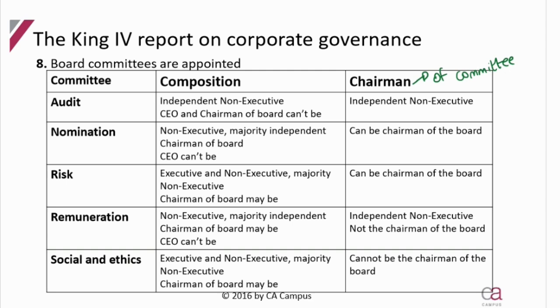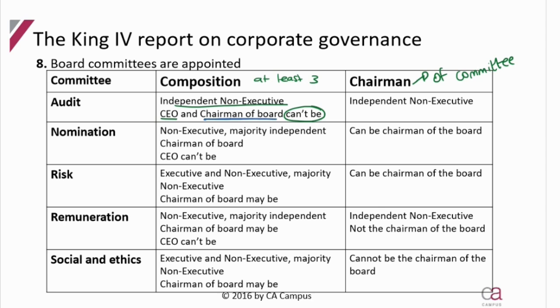Composition of the committee, we know that there should be at least 3 from the previous slide. So your audit, only independent non-executive, and you can see here, the CEO and the chairman cannot be members of the committee. It's the chairman of the board here that I'm referring to. He can't be on this committee at all.